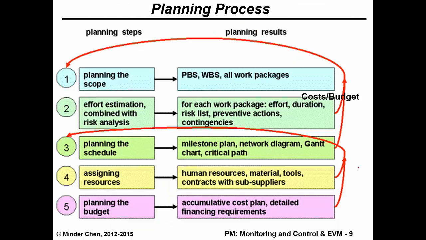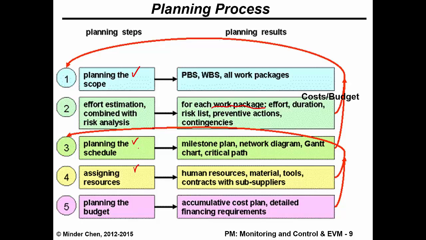As I mentioned, the planning process is an iterative process. You start with a scope, and then you would do some estimation of the effort of the activity which needs to be done, or sometimes we call it a work package. The effort, the duration, or even the risk involved, and then eventually you come up with the project schedule and start assigning resources to various tasks within the schedule, and based on the cost for each of the resources, we can come up with the budget.